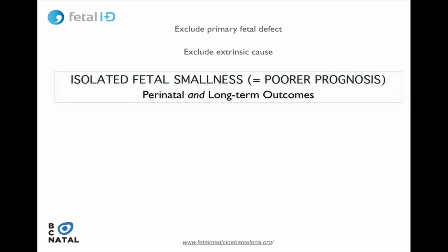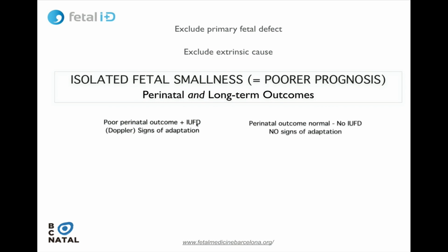So let's try to discuss a little bit the evidence. That's the first part, as I said. You have found a baby that is small by biometries. You have excluded extrinsic cause. In reality, when we are at term, that is an anatomy scan, okay? And you know it's isolated, and you want to know whether it's in this group of poorer perinatal outcome, higher risk, or lower perinatal outcome.